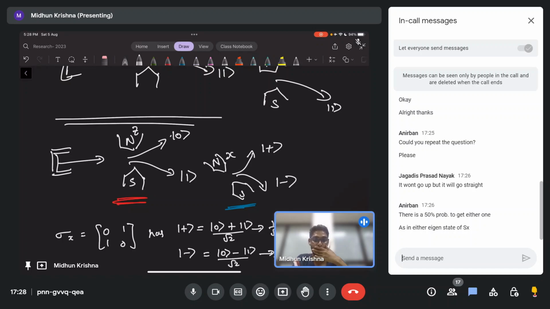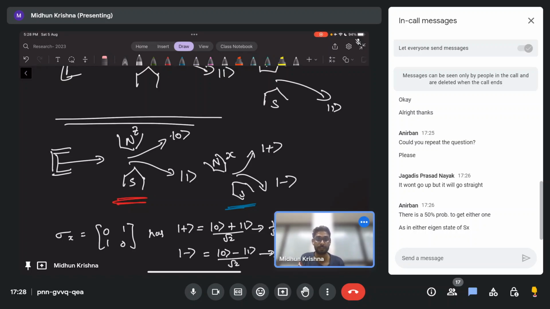So what happens is, when I apply a measurement along the x direction, since the x and z operators do not commute, the measurements are not compatible. As far as this x measurement is concerned, it doesn't know that the spin is now pointing along the z direction.